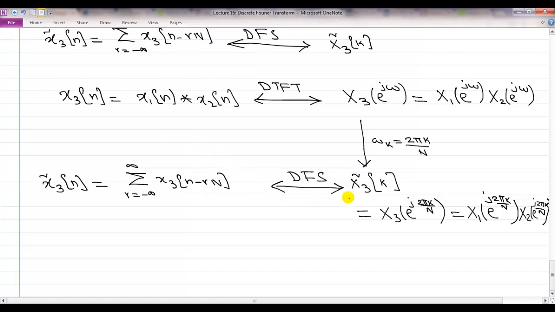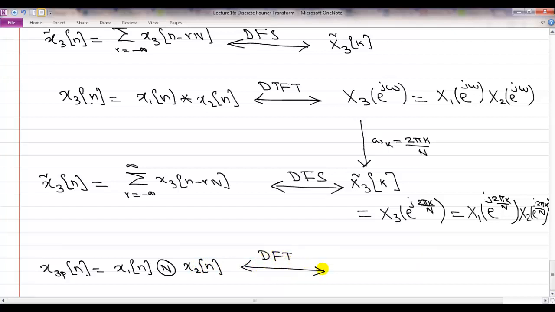But what is the relationship of the circular convolution x3p? So x3p of n, if you remember, we had defined as x1 of n circular convolved, n-point circular convolution, with x2 of n. In DFT domain, that is equal to x3p of k, which is equal to x1 of k times x2 of k.